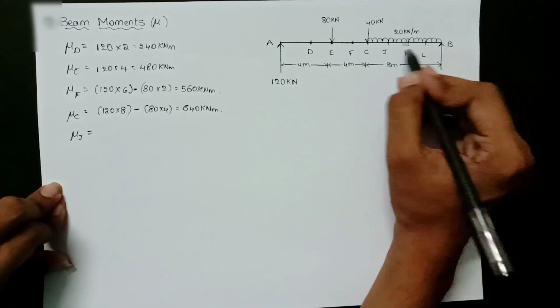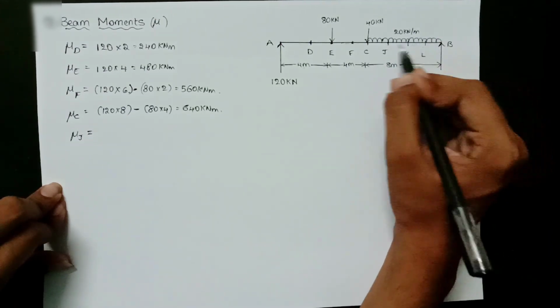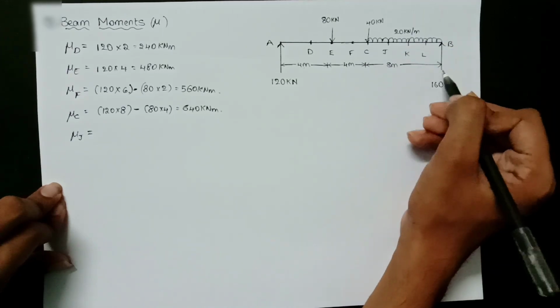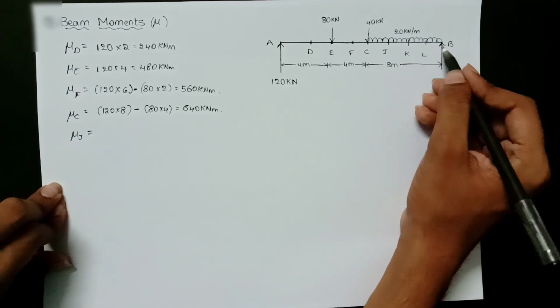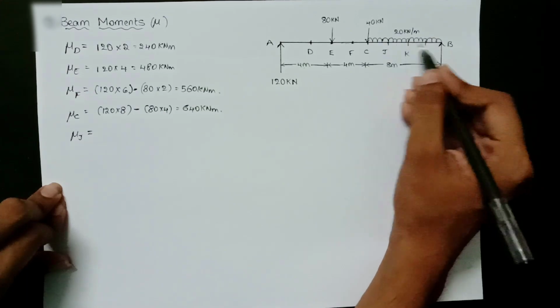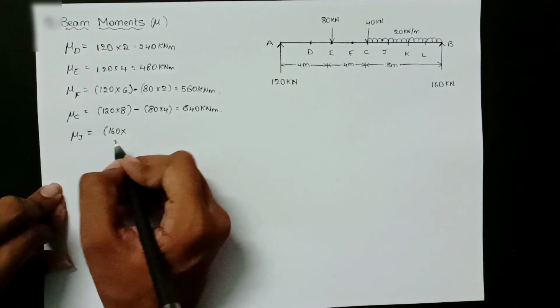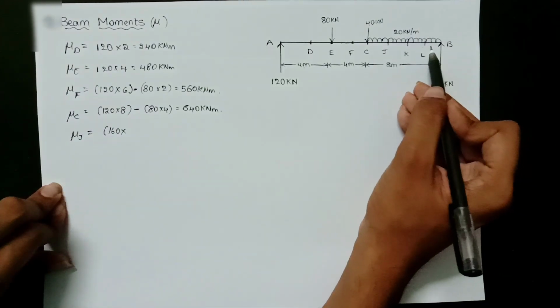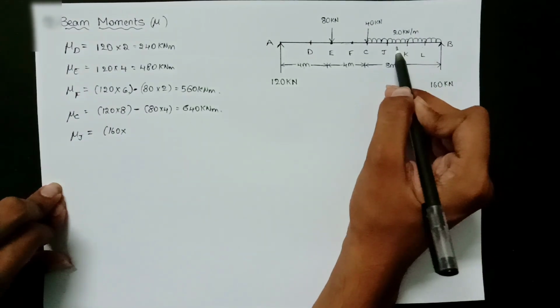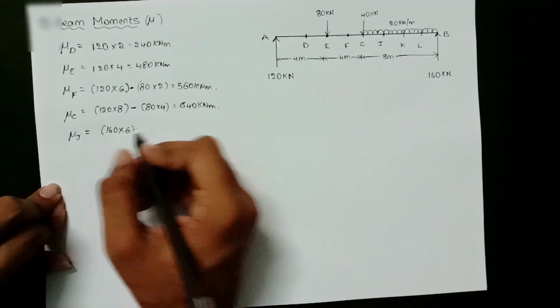So 160 into the distance from here to here. Okay, 160 into this distance. So I am writing here 160. Since it is a sagging moment, it is positive. So this is 2 meters, 2 meters, 2 meters. So 160 into 6.